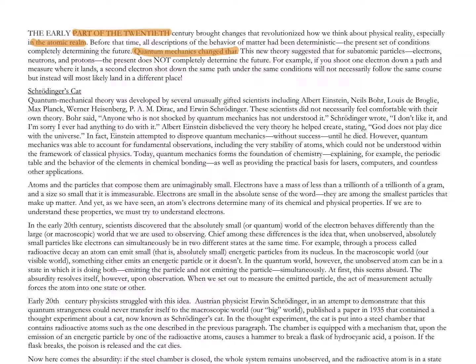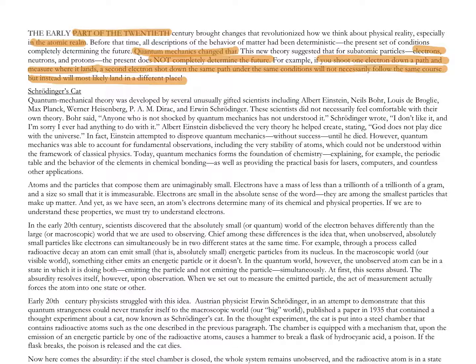This new theory suggested that subatomic particles, meaning electrons, protons, and neutrons, in the present are not completely determined in the future. For example, if I shoot one electron down a path and measure exactly where it lands, then I send in a second electron down the exact same path under the exact same conditions, it will not necessarily follow the same course and will not end in the same place.